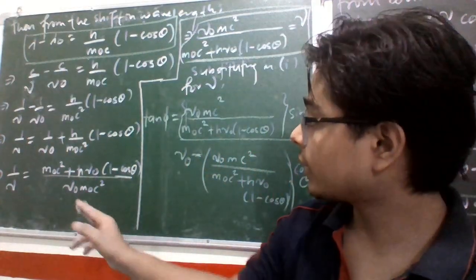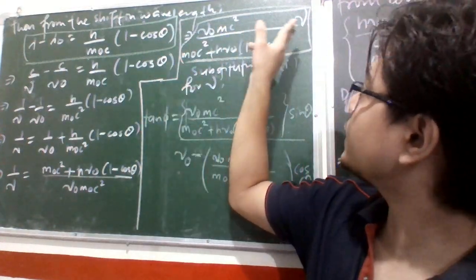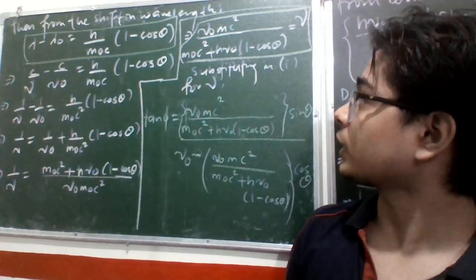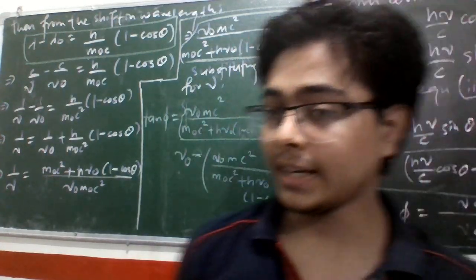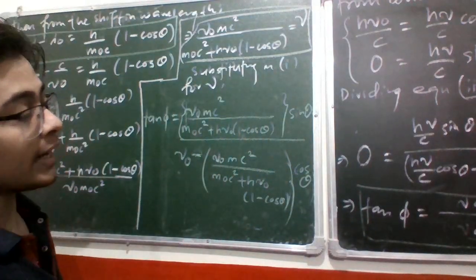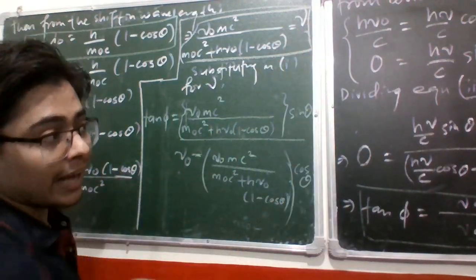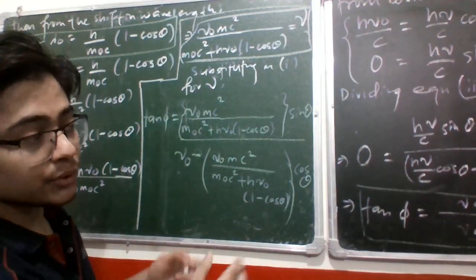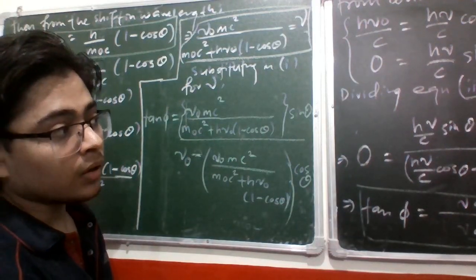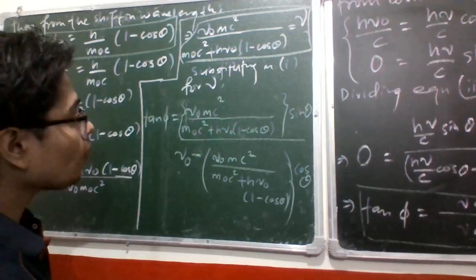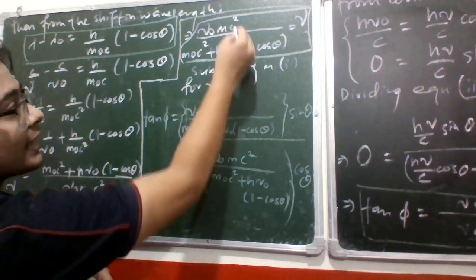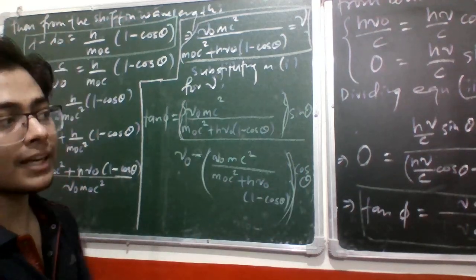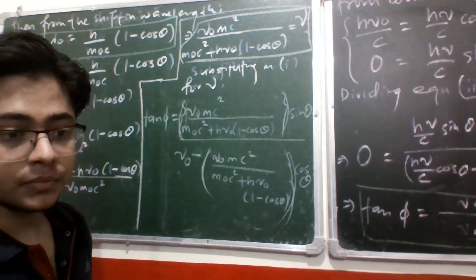So for that, what I did is I isolated the nu and I got that in terms of nu naught. Now after getting that, I want to substitute that nu in our previous equation so that I can get the values in terms of nu naught. So for that, I just substituted this in the two places where nu is available in that equation.